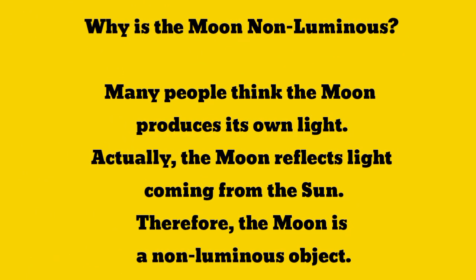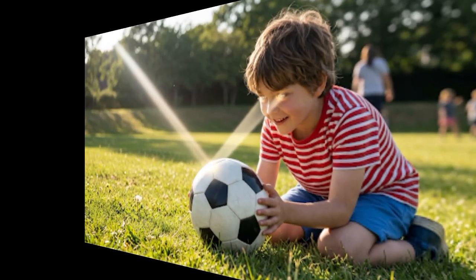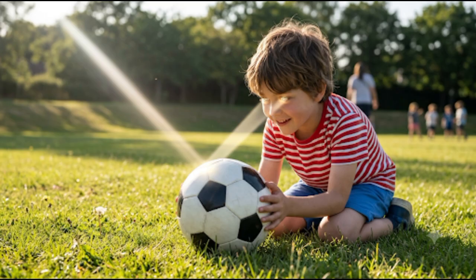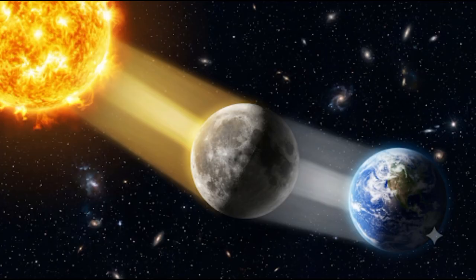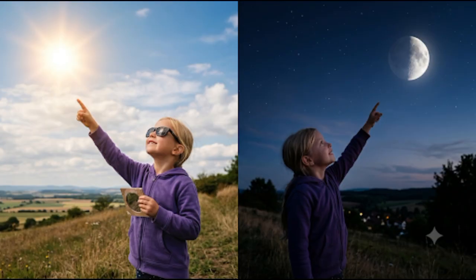Next, we will discuss the question why the moon is non-luminous. Many people think that the moon produces its own light. Actually, the moon reflects the light coming from the sun. Therefore, the moon is non-luminous. Just like the ball is visible to us because sunlight is reflecting from the ball into our eyes, in the same way, light of the sun is falling on the moon and reflecting into our eyes. So the moon is visible to us. In the same way, all non-luminous objects are visible to us. When light falls on them and enters our eyes, they become visible to us.